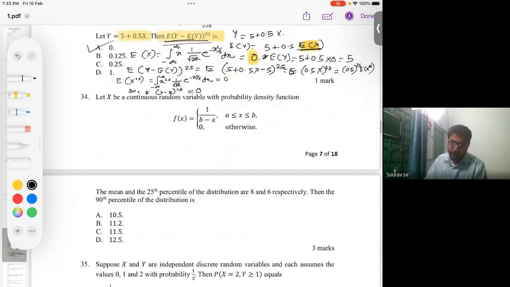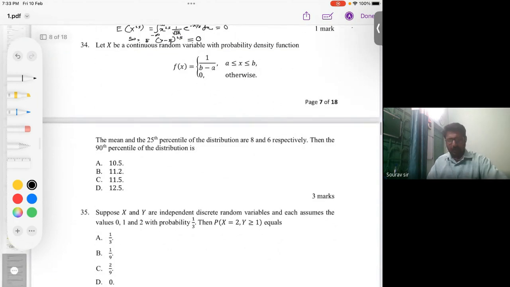Let's jump to question number 34. Here they asked: let X be a continuous random variable with PDF as given, and this is the PDF function. Now the mean and the 25th percentile of the distribution are 8 and 6 respectively. Then we have to find out the 90th percentile of the distribution.